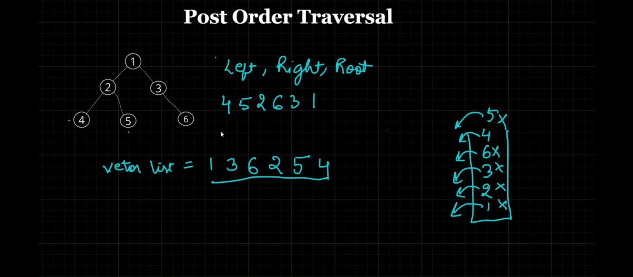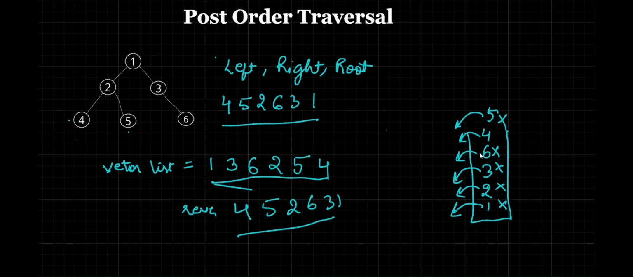Now if you relate this to the original answer, if we reverse this result list, we'll get the post order traversal. So we will simply apply the reverse function to this vector list, and if we reverse it, 4 5 2 6 3 1, this is our answer. So this is how you can easily implement the post order traversal using a stack.